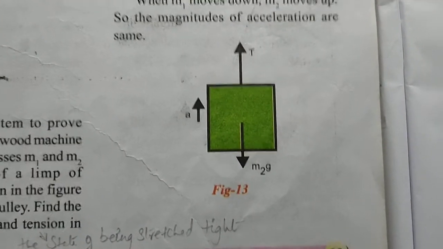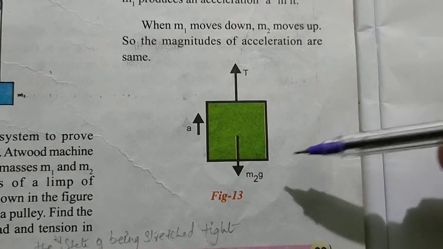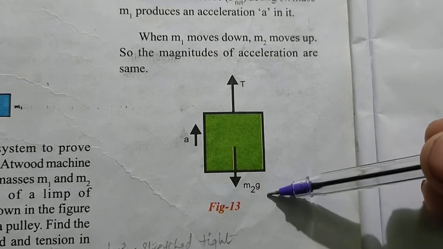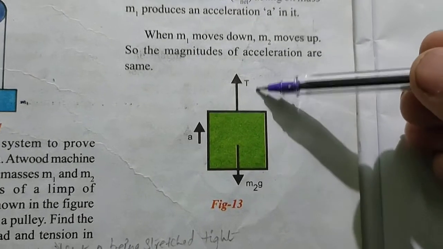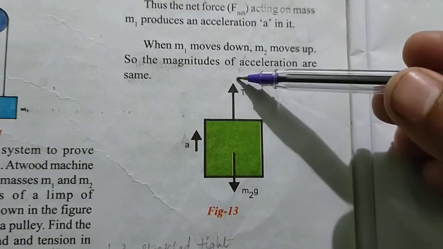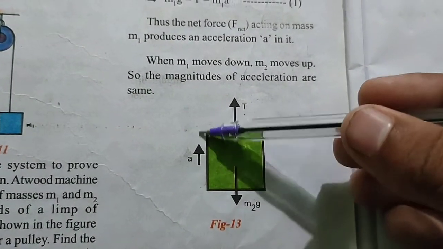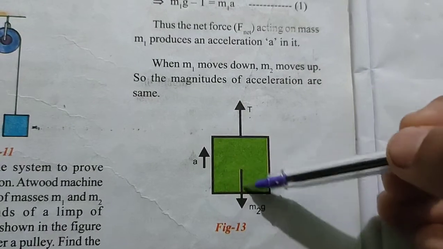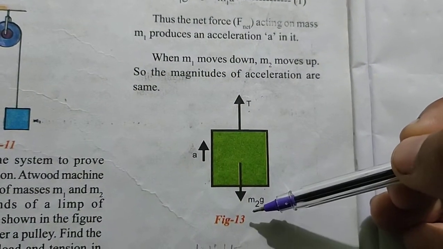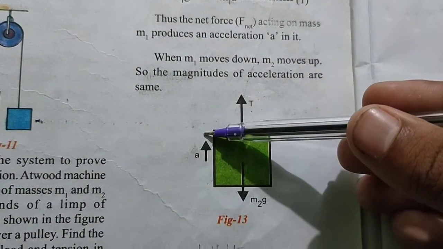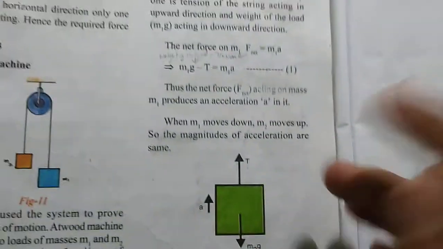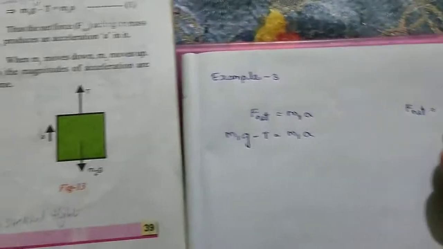And now similarly, the second condition here is that the weight, m2g, is less than the tension in the spring. Tension is greater and the acceleration is upwards, because the weight is less, it is acting upwards. Okay, so now we'll see the formula for this.